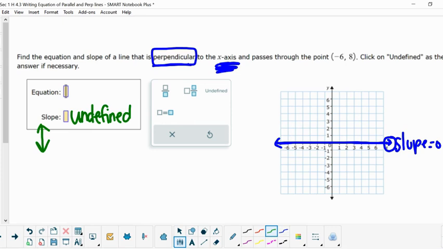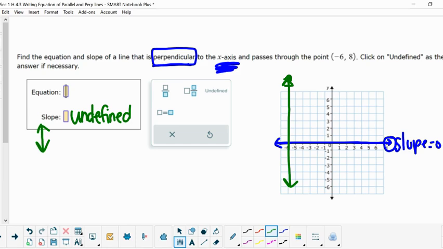And vertical lines, they have a special equation. We're going through (-6, 8). So come over here to -6, go up to 8, put a point there. That's where they want the line, and it's got to be vertical to be perpendicular with the x-axis. It'll be vertical. So the equation of a vertical line, what does it look like? x equals or y equals?